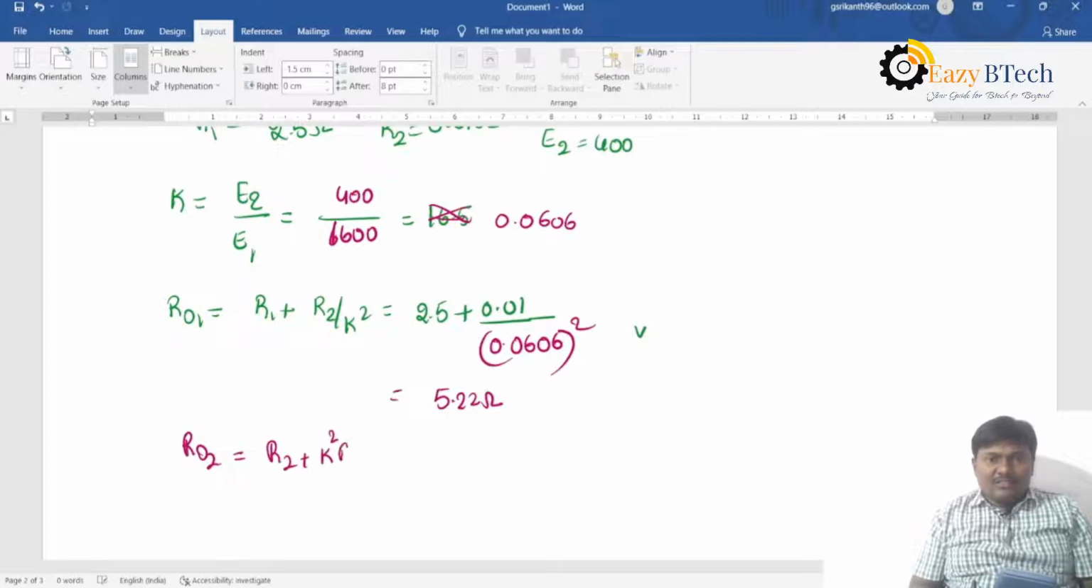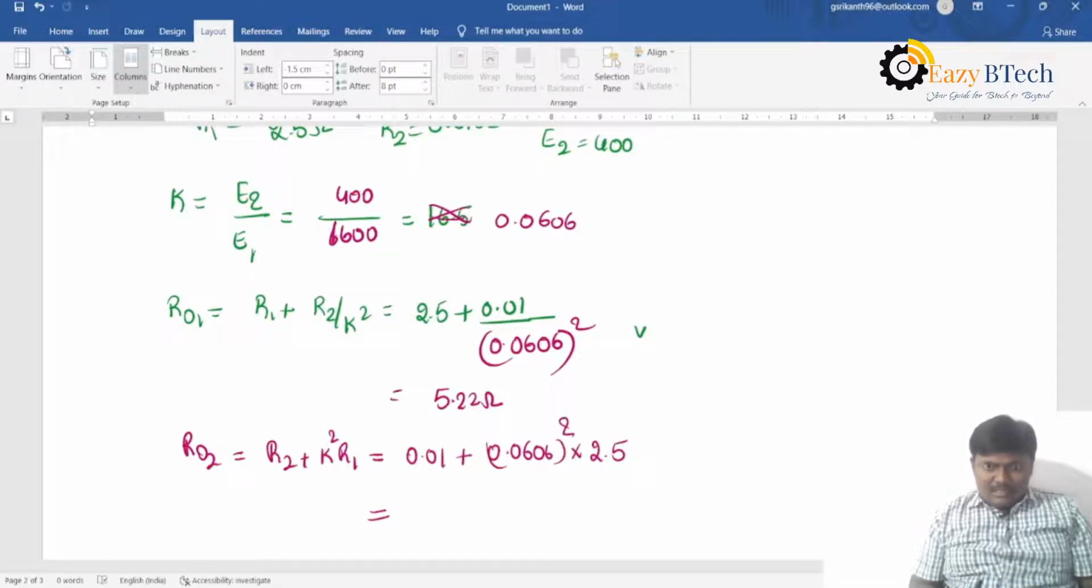R2 plus K square times R1. What is the value of R2? 0.01 plus K square, that is 0.0606 whole square, into R1 which is 2.5. So then finally I got 0.019 ohms.